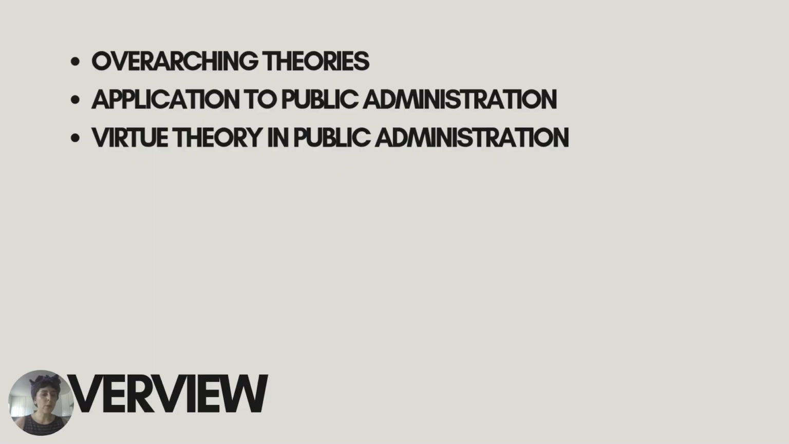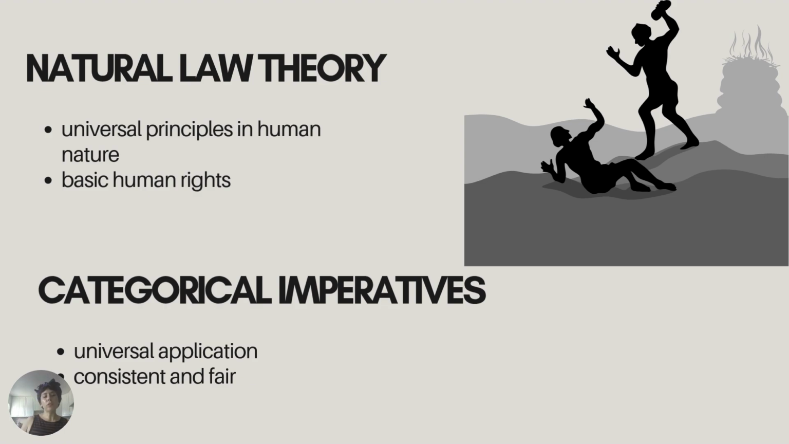First, I'll be going over overarching theories, their application to public administration, and closing it out with virtue theory. Natural law theory is the universal principles in human nature, basic human rights. We can all agree on that. We don't want to be killing each other like Cain and Abel. That's something from the beginning that we can all agree on.